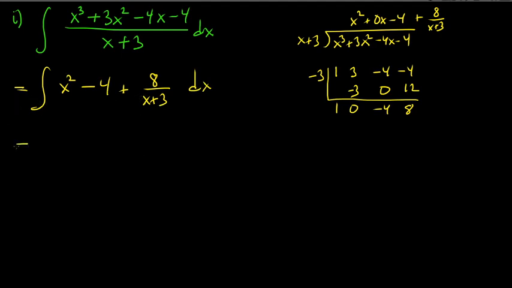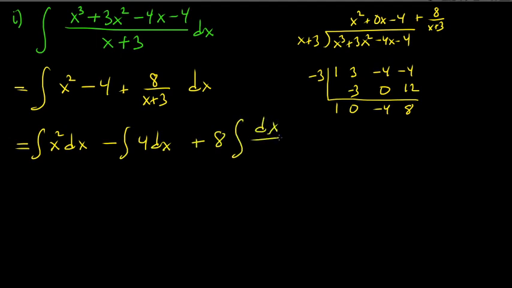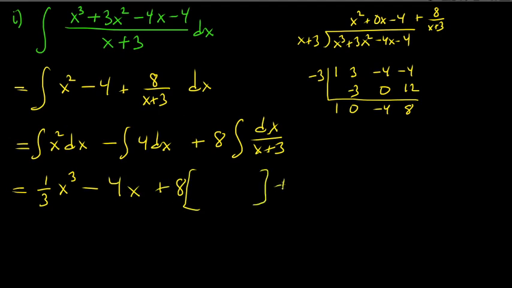Okay. Now, I think this should be pretty easy because you're just integrating x squared, you're integrating 4, or negative 4, and so the only non-trivial one is this. I'll take the 8 outside. It's dx over x plus 3. So let's do the first term. This is 1/3 x cubed, right, minus 4x plus 8 times what? Right, and then plus C, of course.